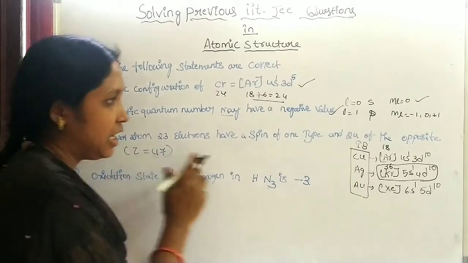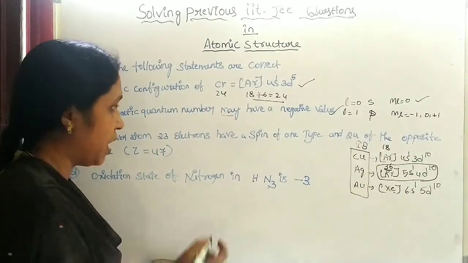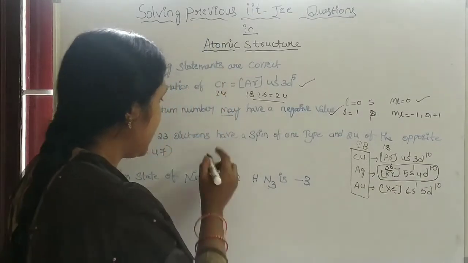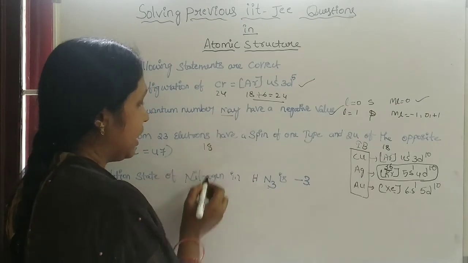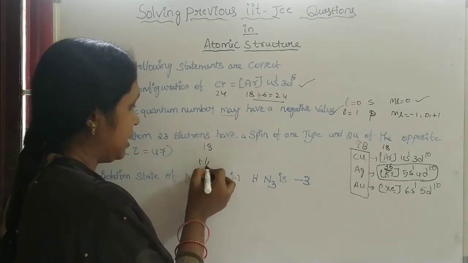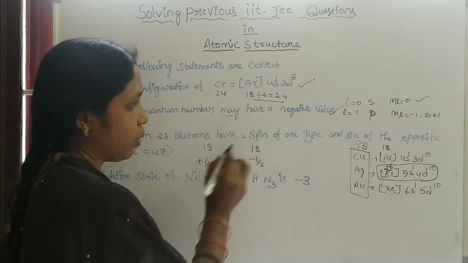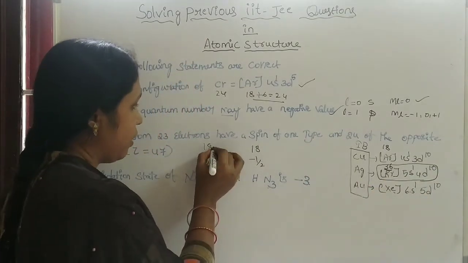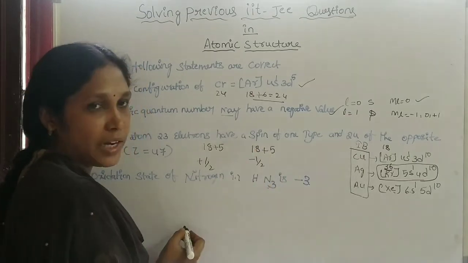Yes, right. Here in this 36, all are paired electrons. Krypton has atomic number 36, meaning 2 18s are 36. So 18 electrons have a plus half spin, 18 electrons have a minus half spin. And 4d has 10 electrons, meaning 5 electrons have a positive spin and 5 electrons have a negative spin.